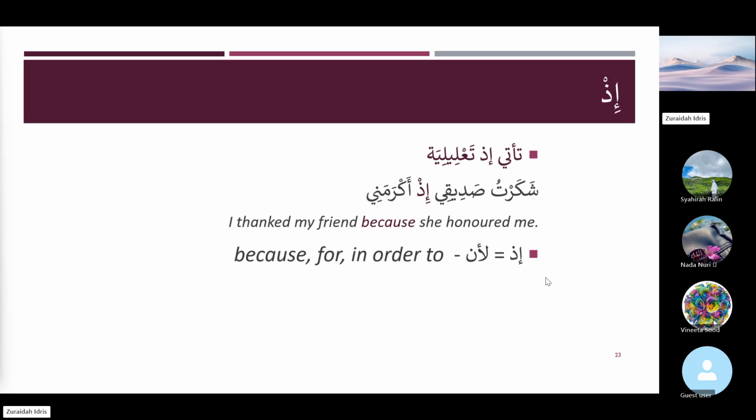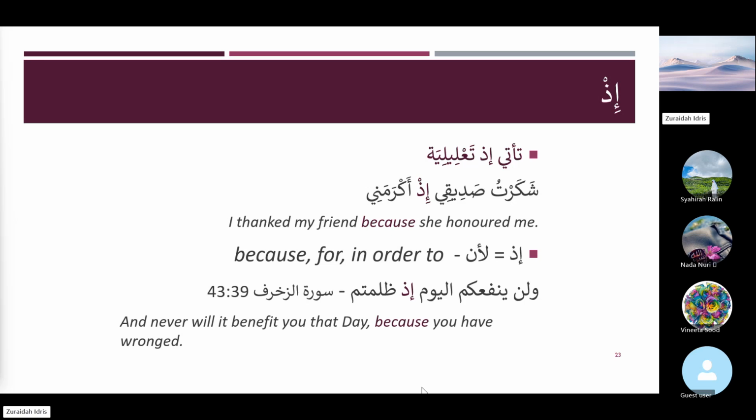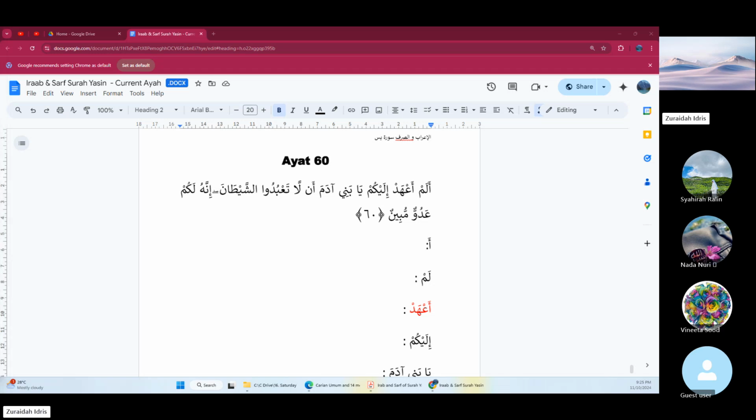So here it has the meaning of li'an, because, for, in order to. And here from the Quran we have, and never will it benefit you, yanfa'ukum, or lan will make it yanfa'akum. Never will it benefit you that day because you have wronged. Here we can only have because; when will not make that much impact, it doesn't make much sense. So it is because you have wronged. So this is ta'liliyah. Alhamdulillah, we've done with the explanation of idh, idha, and idhan. So now we will commence with ayat 60.